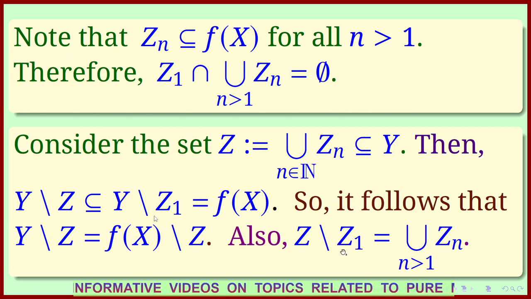Also note this z minus z1. Now z is this one. z1 is included here, but z1 has nothing in common with the rest of the zn. Therefore, from this z, if you remove z1, the rest of the elements will remain. So z minus z1 is precisely equal to this union of zn where n is greater than 1. Okay, because this intersection is empty. So from z, if you remove z1, you are not removing any element of this union. So it will remain as it is. So this is one observation.